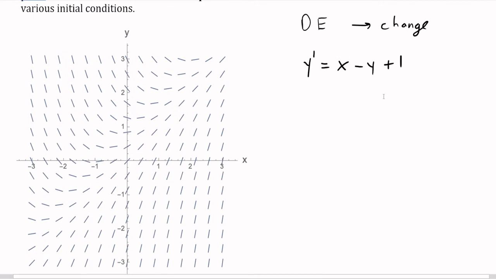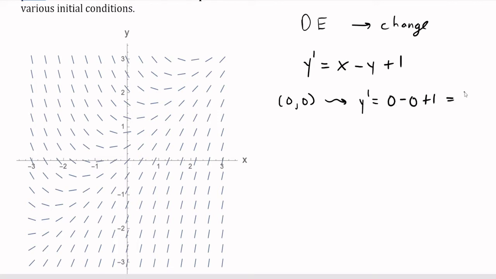So here we go. Here's our differential equation. This is telling me that if you give me an x and a y, I can tell you how my function should change. Right? So just try it. Pick out an x and a y. Always start as simple as you can. How about 0, 0? Plug that into the differential equation. You're going to get y prime equals 0 minus 0 plus 1, which is 1.